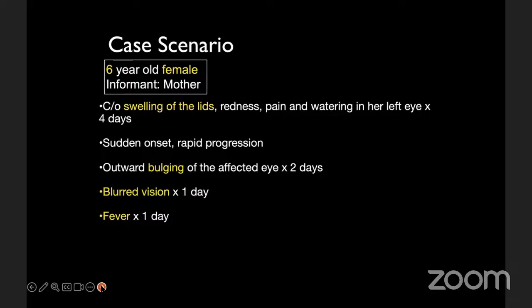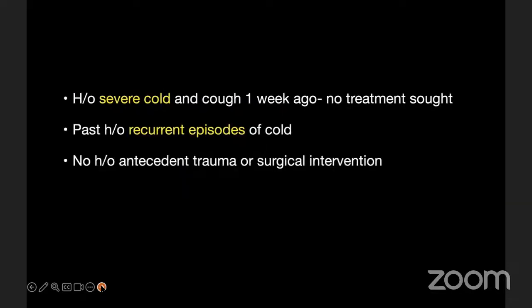And on retrospective history, we could elicit that she was running a fever for about a day. And there was history of severe cold and respiratory congestion for about a week, and there was no treatment that was sought for that, as per the parents. And previously, also, the child had few recurrent episodes of cold and respiratory infections.